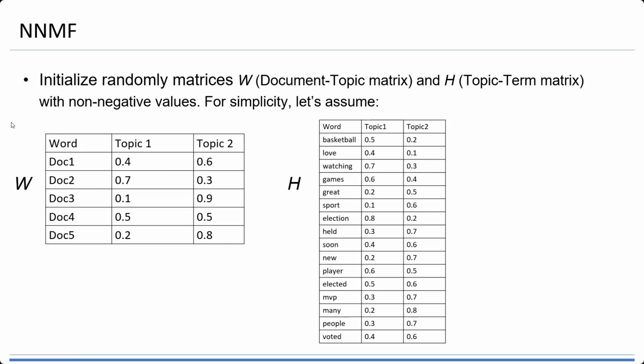Now, at the first time when we do the NNMF, we will randomly initialize the matrix. So first, we will just select any values for W and H. And the numbers should be non-negative values. Non-negative means it's positive.